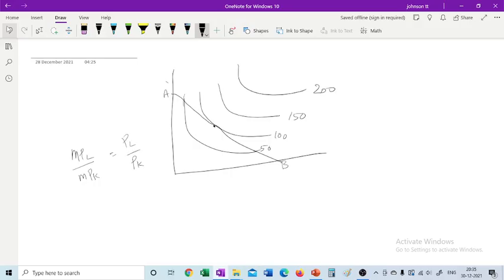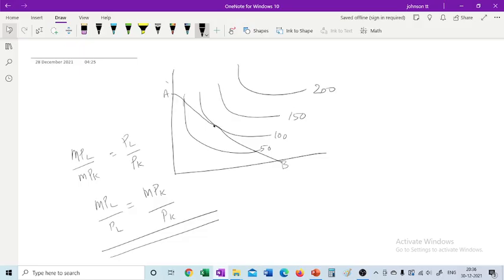This is the condition, when this condition is satisfied, the producer will be in equilibrium, or he has attained the least cost combination. When you rearrange this equation, you will get MPL by PL is equal to MPK by PK. This is the condition for producer's equilibrium or the least cost combination. When these two ratios are the same, that is MPL by PL is equal to MPK by PK.